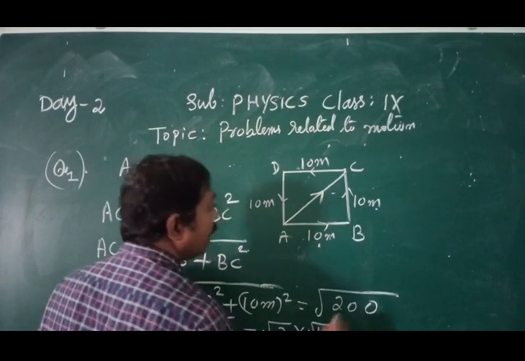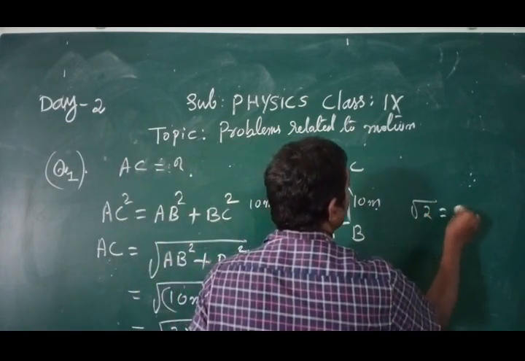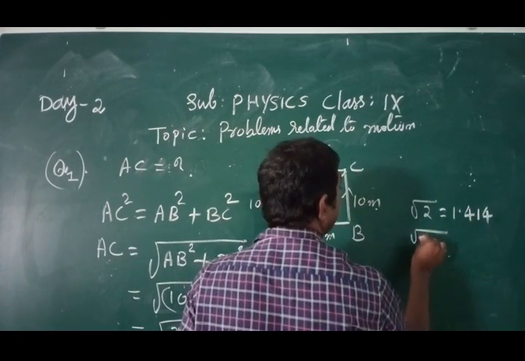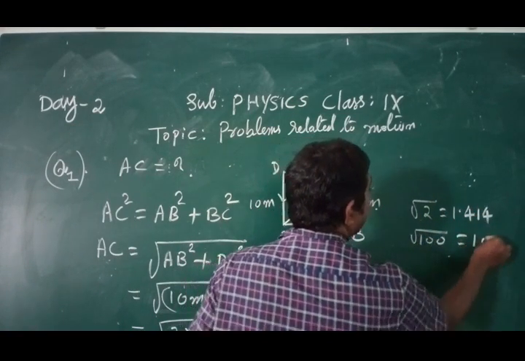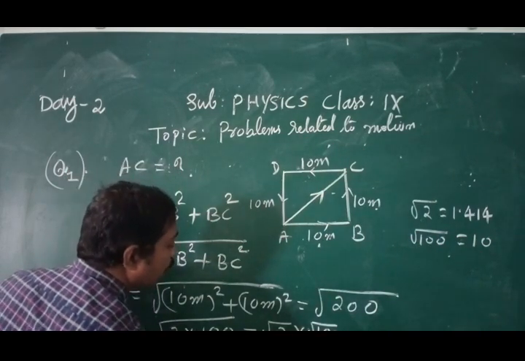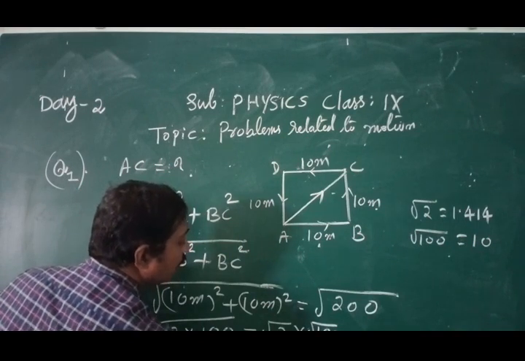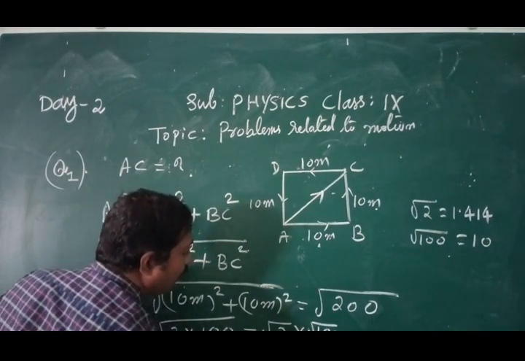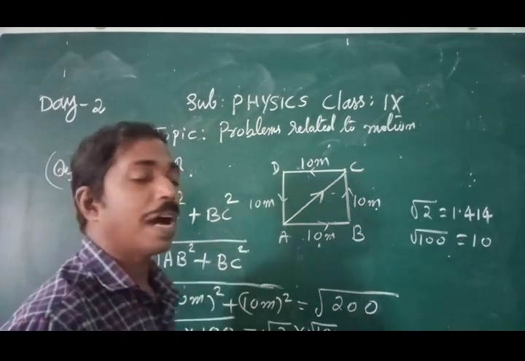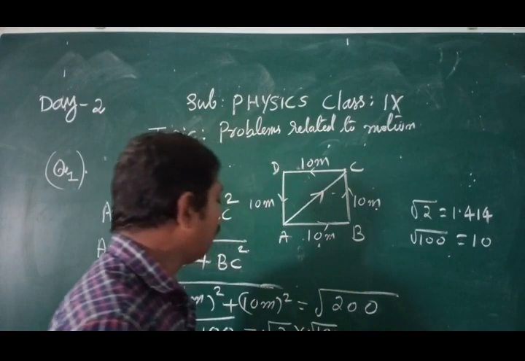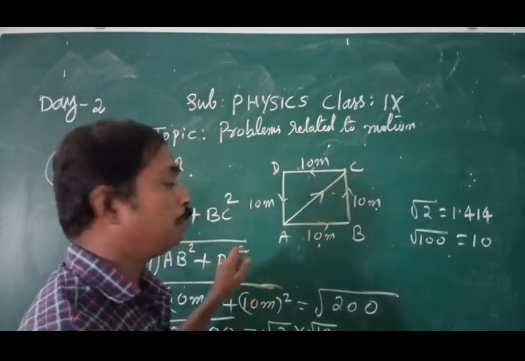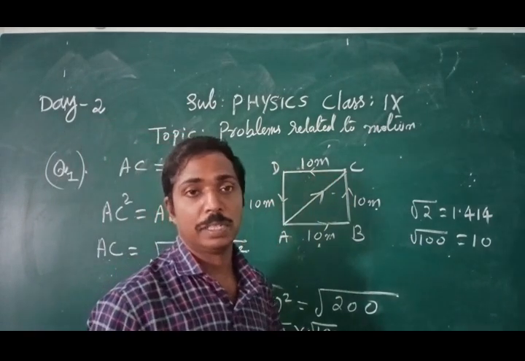What is root 100? 10. Then root 2 is 1.414. Root 100 is 10. When we multiply the root 2 value, 1.414, into 10, we get 14.14 meter. This is the answer, the shortest distance from the initial to the final position.